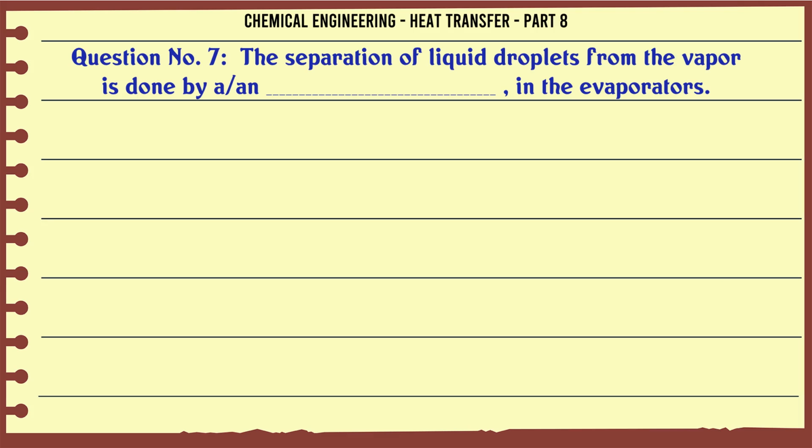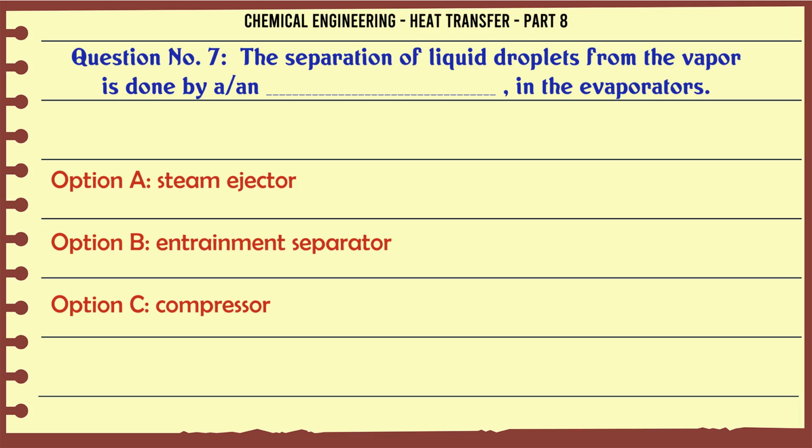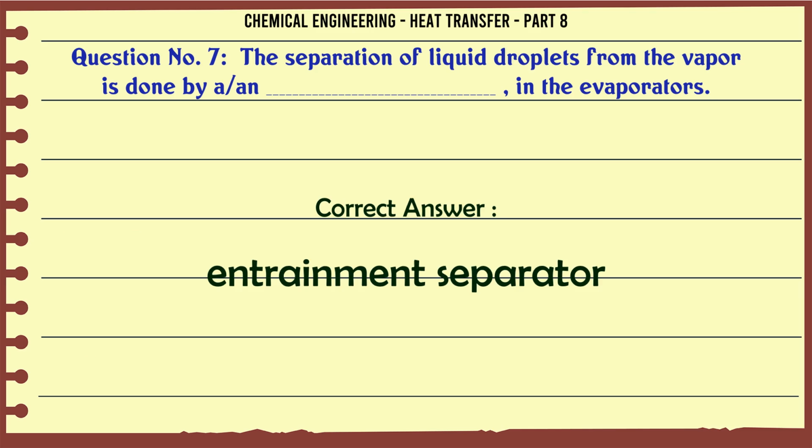The separation of liquid droplets from the vapor is done by an in the evaporators. A. Steam ejector, B. Entrainment separator, C. Compressor, D. Vacuum pump. The correct answer is entrainment separator.